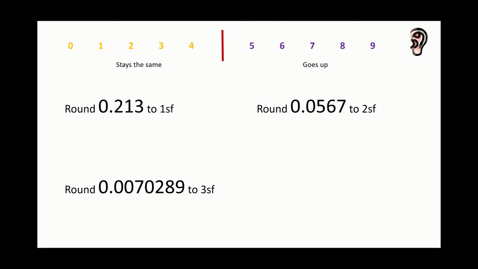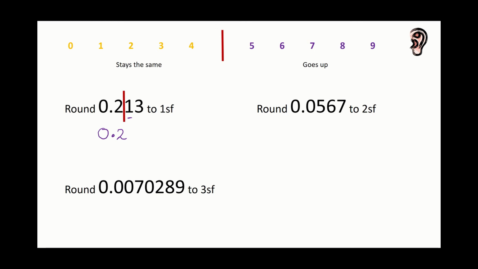So for example, to round 0.213 to one significant figure, we place the line after the 2 because that is the first number that has any value. The 1 is the deciding number, so the 2 does not change. So our final answer is 0.2.